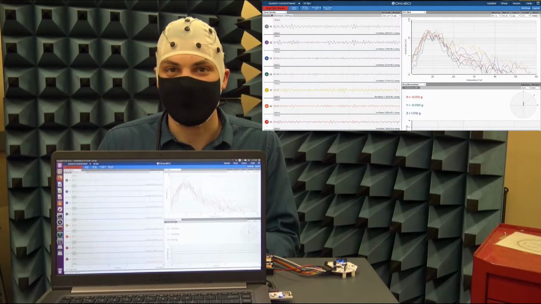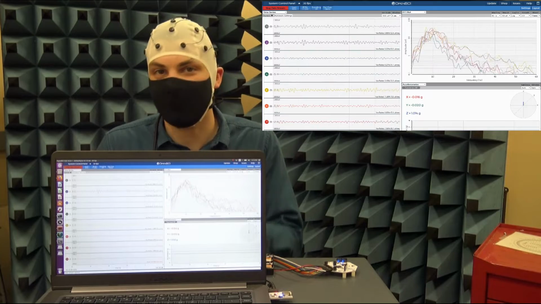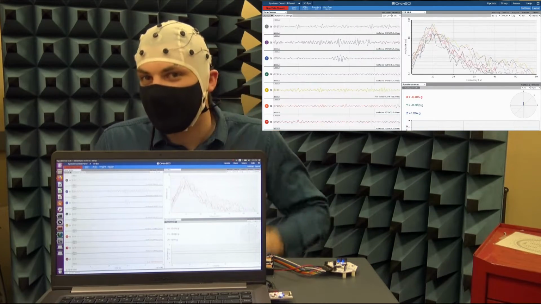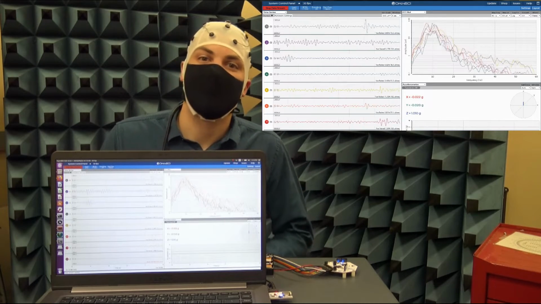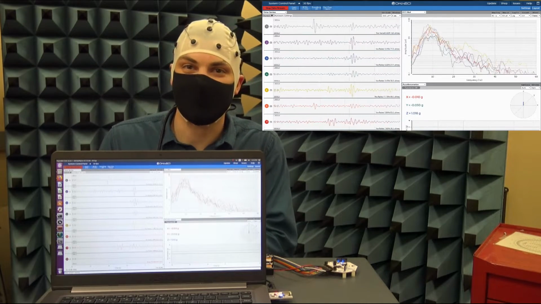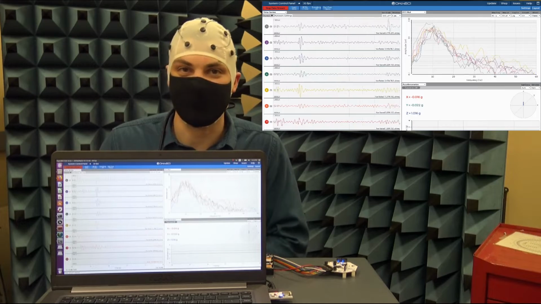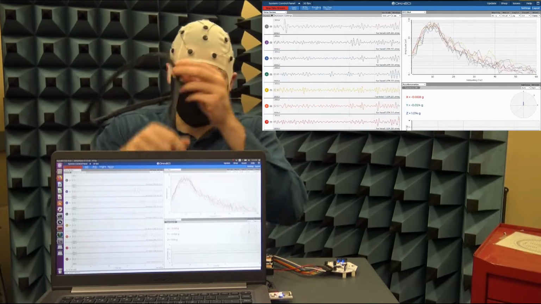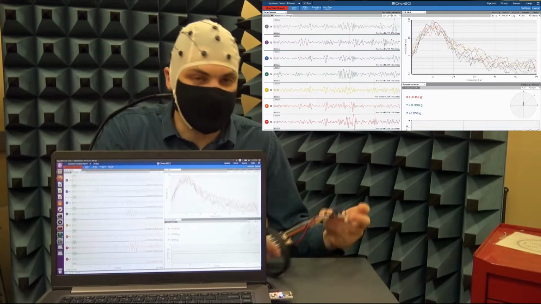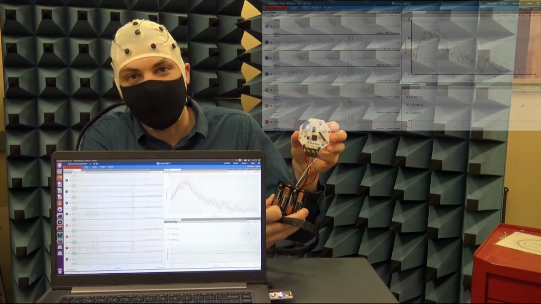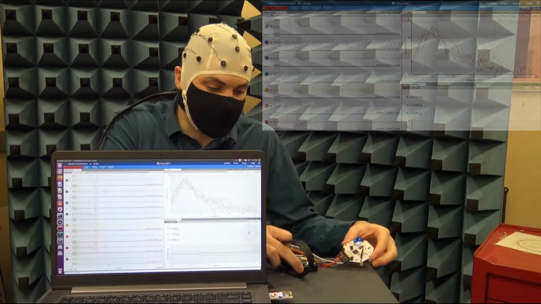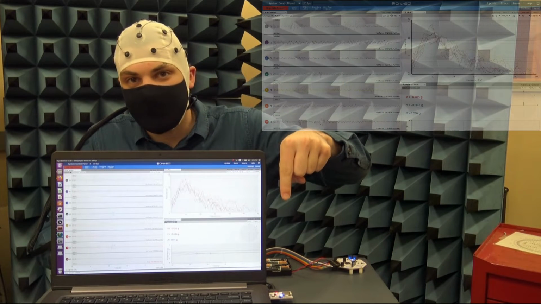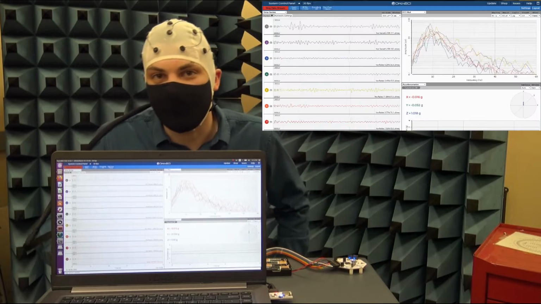On my head you see an EEG electrode cap with a number of embedded EEG electrodes. These electrodes are electrically coupled to my scalp using conductive electrode gel. Their leads are all contained in this bundle which comes out the back of my head and eventually feeds into this microcontroller. This microcontroller is wirelessly transmitting EEG waveforms to a secondary microcontroller that's plugged into the computer.